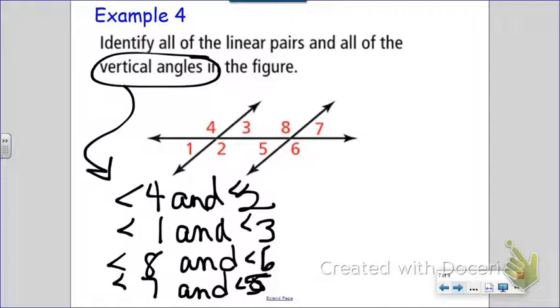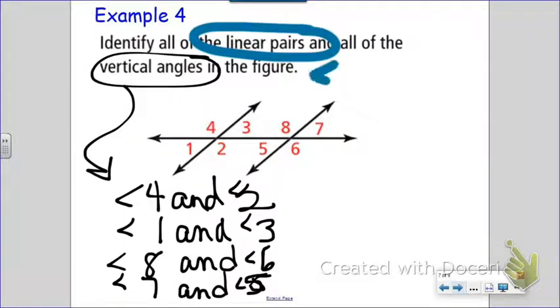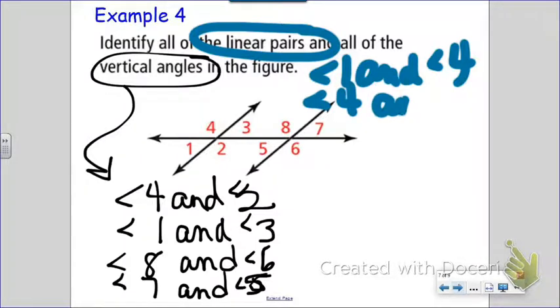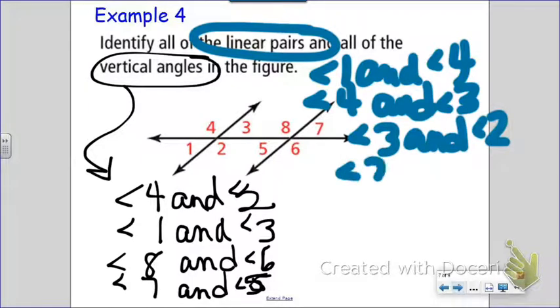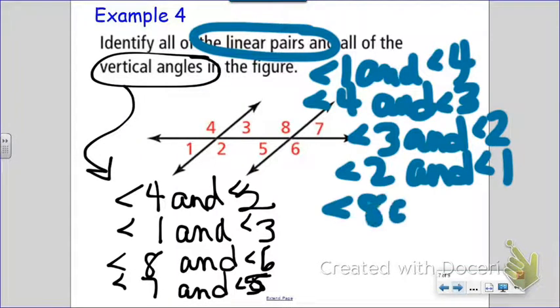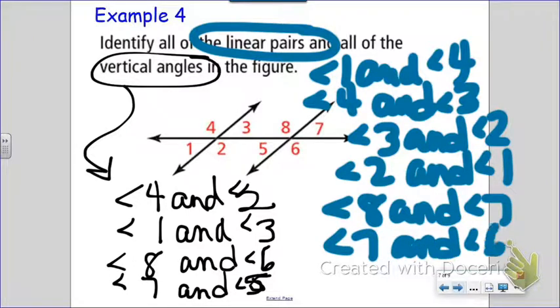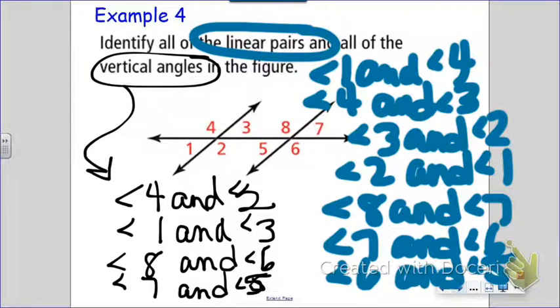Linear pairs are any two angles next to each other. So that would be angles 1 and 4, 4 and 3, 3 and 2, 2 and 1, 8 and 7, 7 and 6, 6 and 5, and 8 and 5.